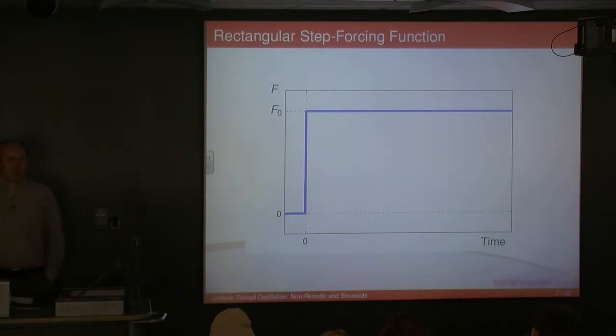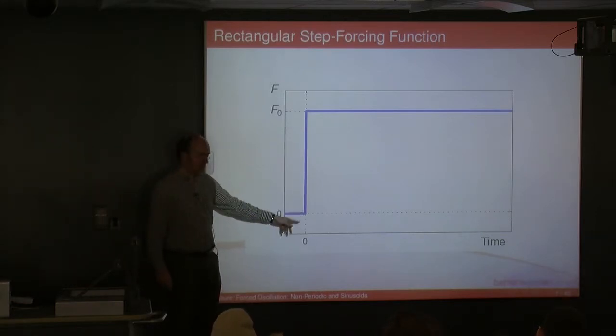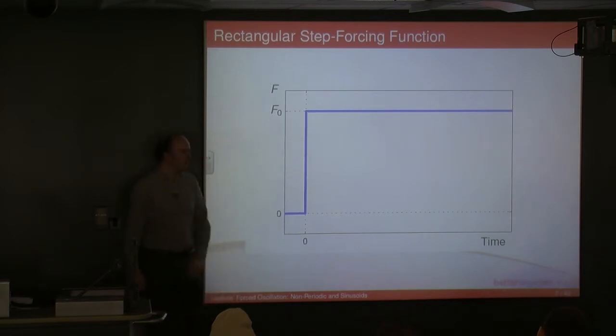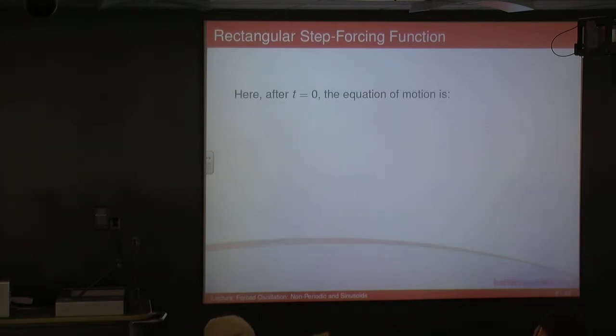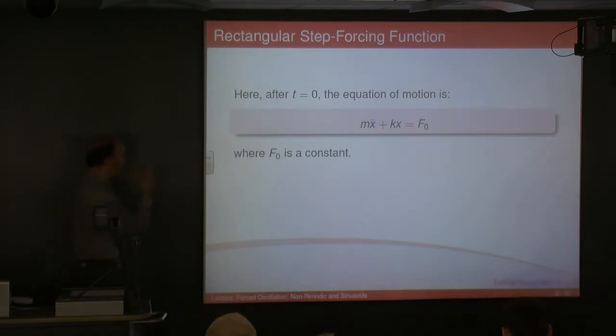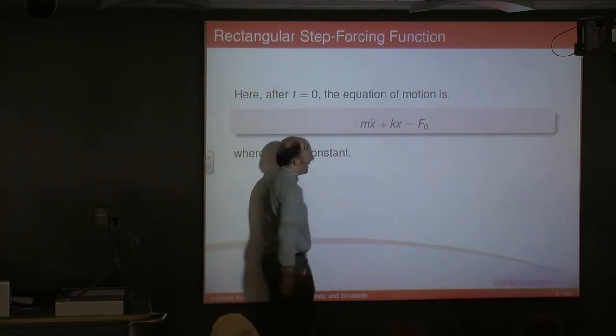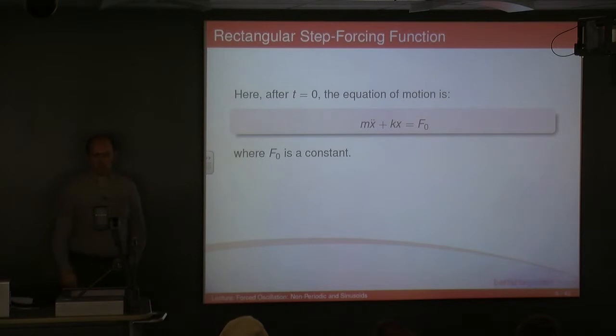Here we've got a rectangular step forcing function. So at time less than 0, we've got 0 force, and then suddenly at time 0, we have a force of F0 being applied constantly. So it's a step forcing function. What is the response for a single degree of freedom undamped case? After t equals 0, the equation of motion looks like this. It's undamped, so there's no c term. We've got m x double dot plus k x equals F0, where F0 is a constant.